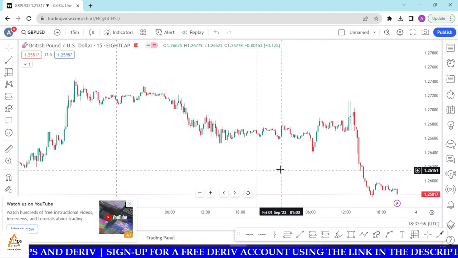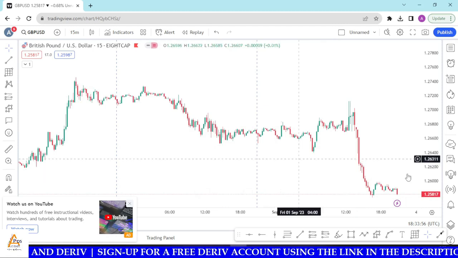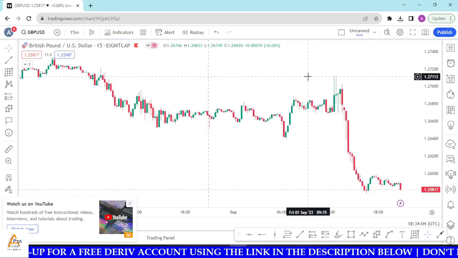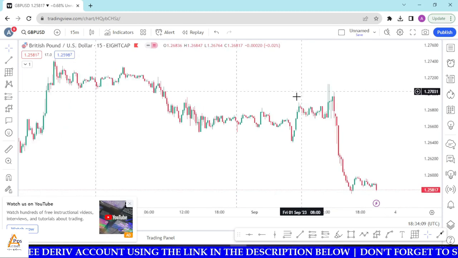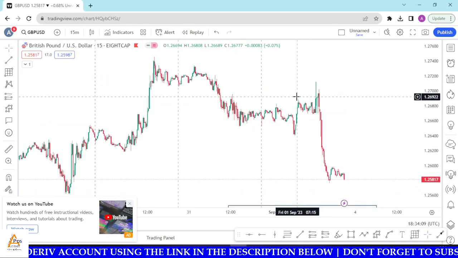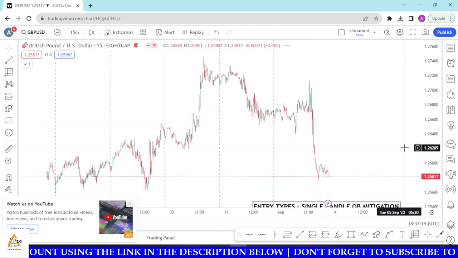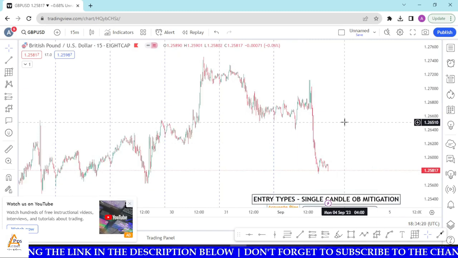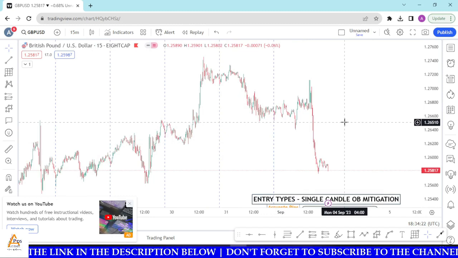Okay, so this is 15 minutes. So if I'm doing any chart marking on this particular time frame right now, then it means this time frame is my higher time frame. So if anything happens and I want to take an entry, it means I'll go to 1 minute, which becomes my lower time frame or entry time frame.